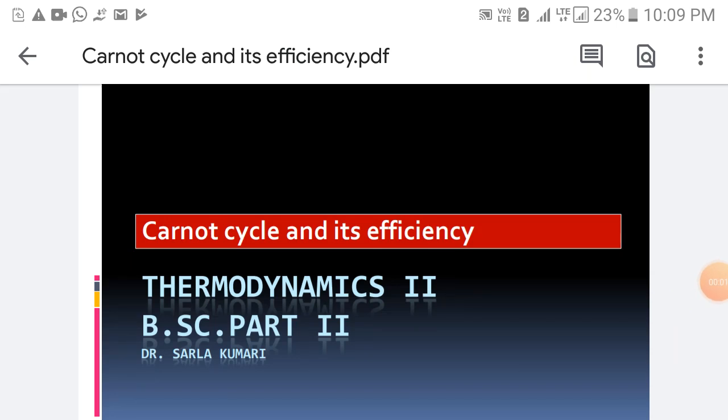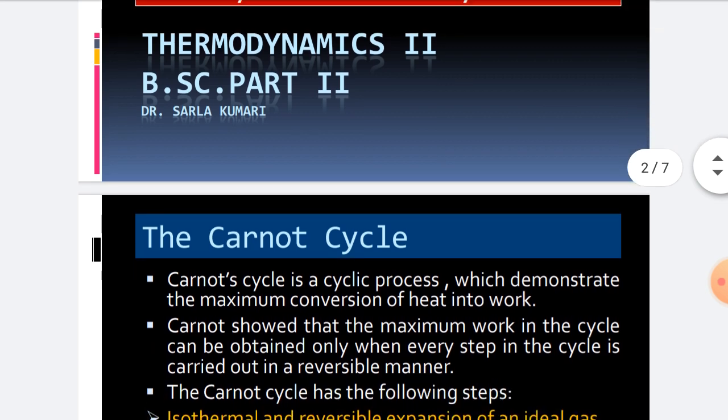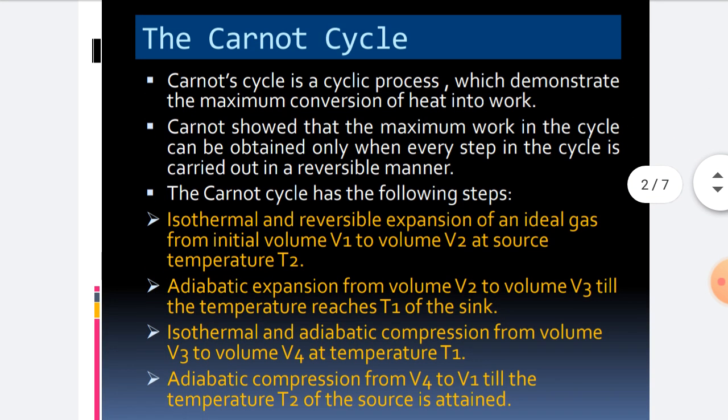Good morning everyone. Today we are going to start with Carnot cycle and its efficiency. Carnot recognized that any heat engine should exchange heat with at least two reservoirs, one at high temperature, that is known as source, and the other at a lower temperature, that is known as sink. Such an engine absorbs heat from the source, converts some of it into work and discards the rest to the sink.